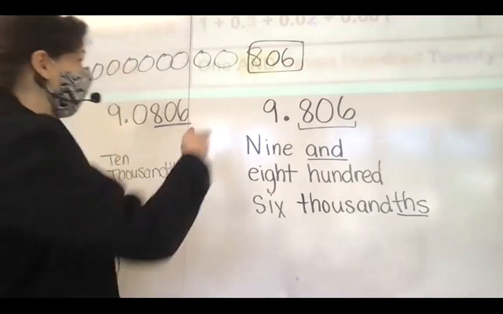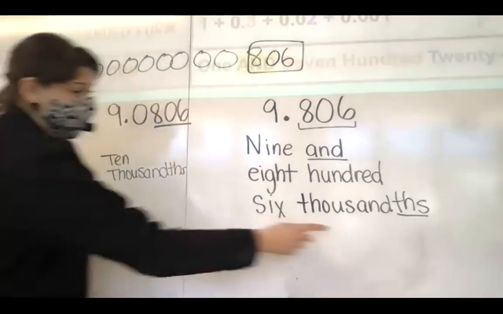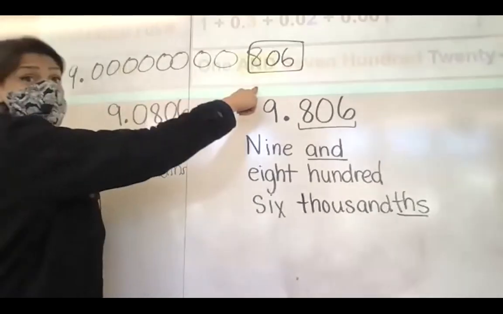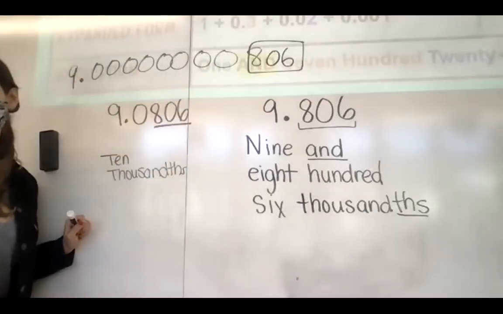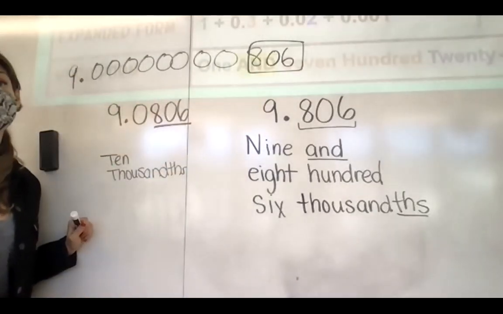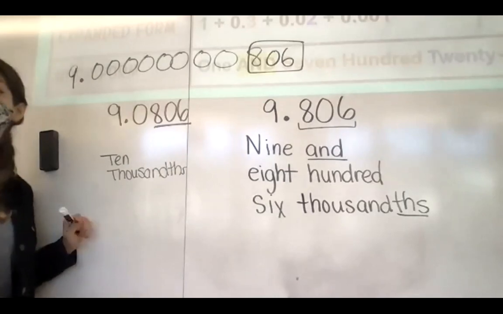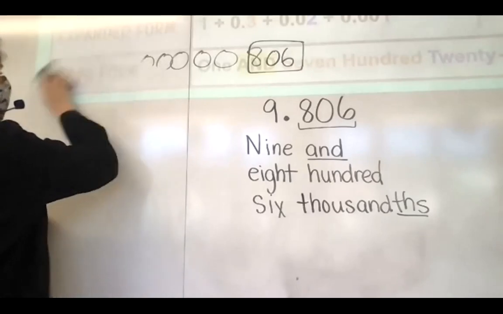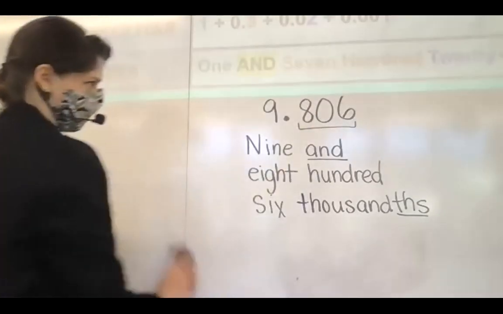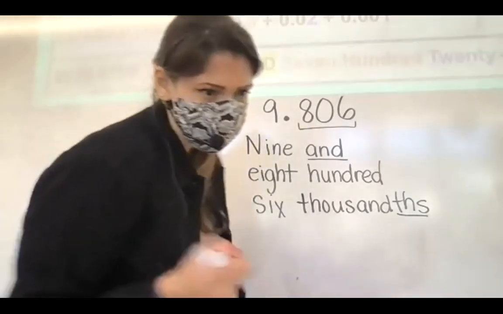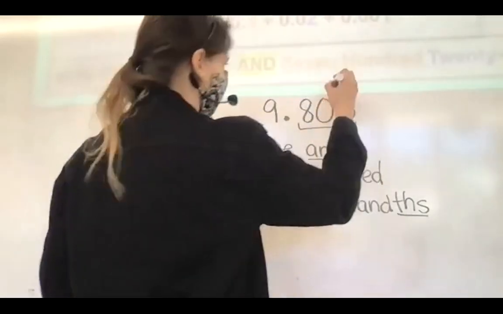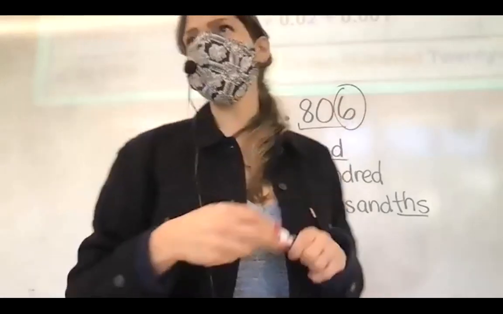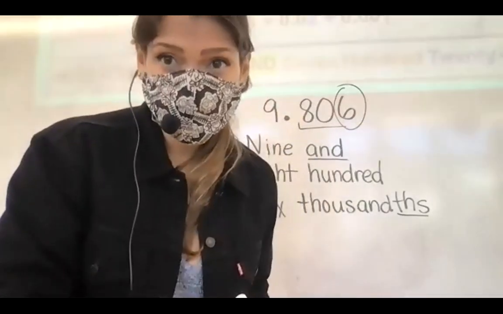So if you don't tell me thousandths, I don't know how many zeros are coming before the 806. What if there's 100 zeros before the 806? I have no idea. You have to tell me where to stop. All right, and they asked about the value of the 6.